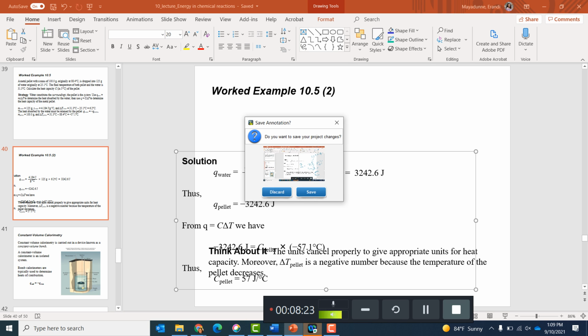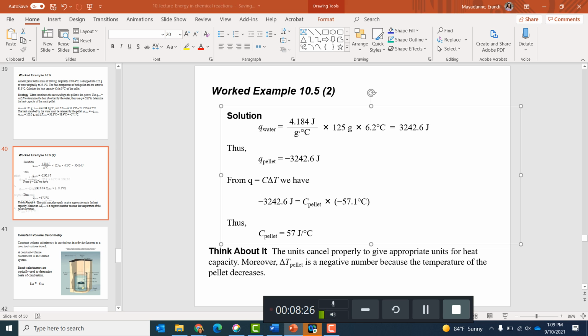So you have this whole number equal to the heat released from the pellet. That's why you set it equal to this one, and then you divide 3,242 by 57 and you get this number. Let me double check it. Yeah, that's correct. That is how you do this kind of question.